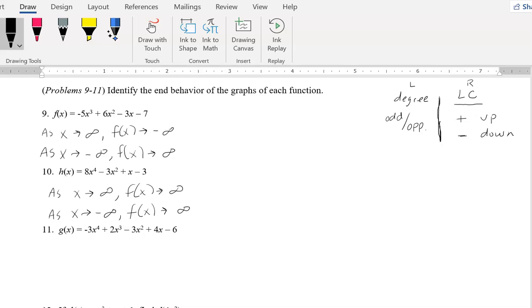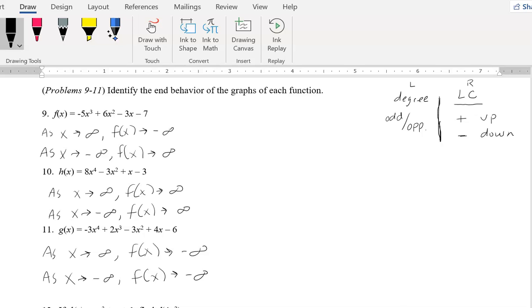Number 11, the lead coefficient is negative, so it's going down on the right. As x approaches positive infinity, that's the right side, it should be going down, negative infinity. And the degree is even, so it should do the same thing on the left. Even degree going in the same direction. As x approaches negative infinity, the function's going down.